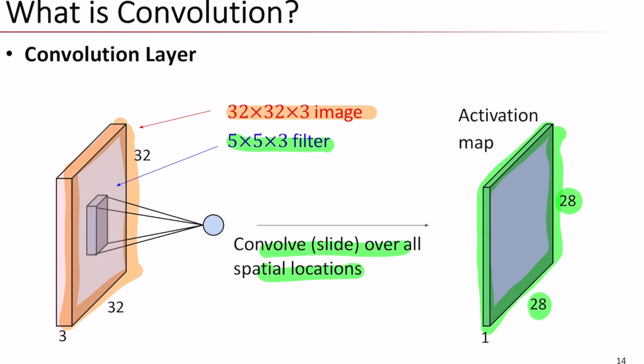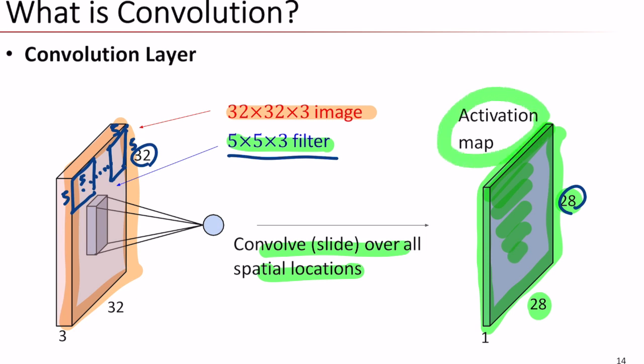Why 28 by 28? You can easily think like this. Here is the 5 by 5, right? And by considering all possible patches, here is another 5 by 5, right? So naturally, the output is reduced from 32 to 28. Anyway, this is the output of one convolution layer with the 5 by 5 by 3 filter. So in the convolution layer, this output is often called the activation map. Activation map.